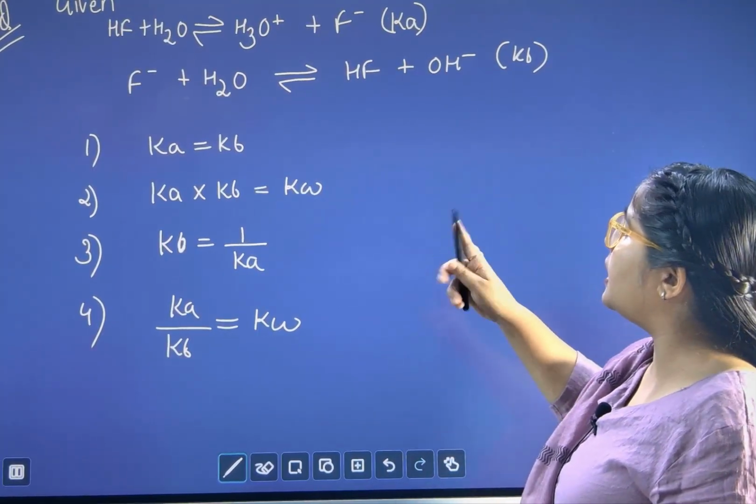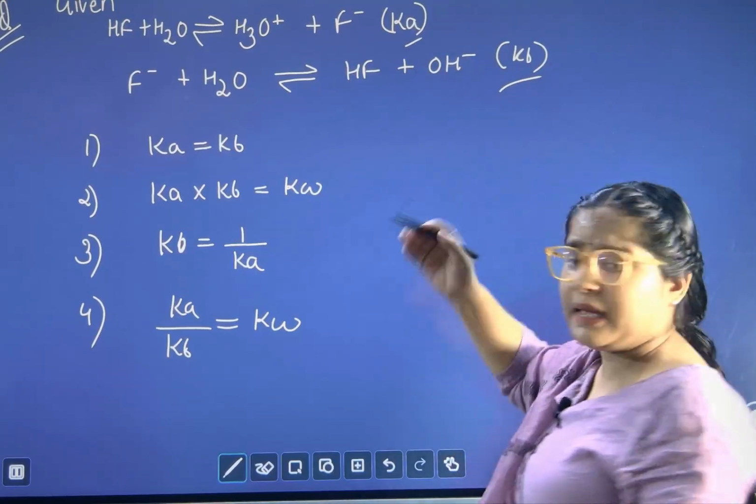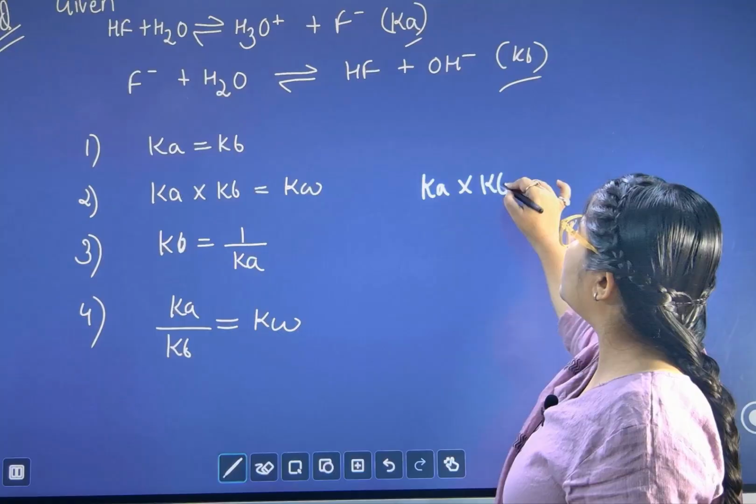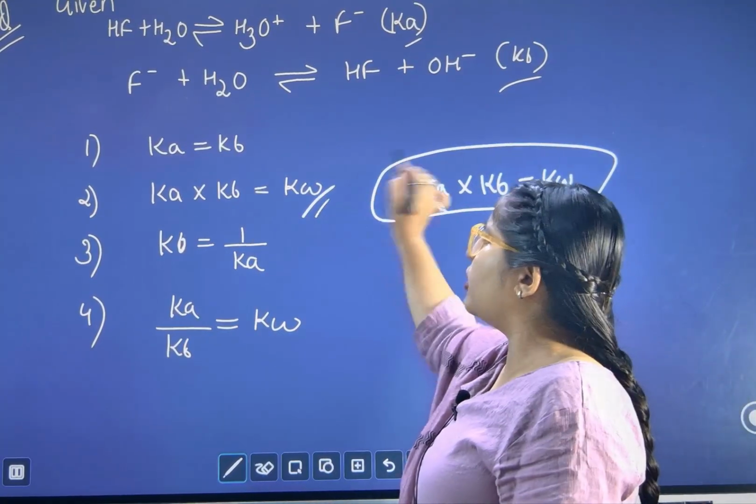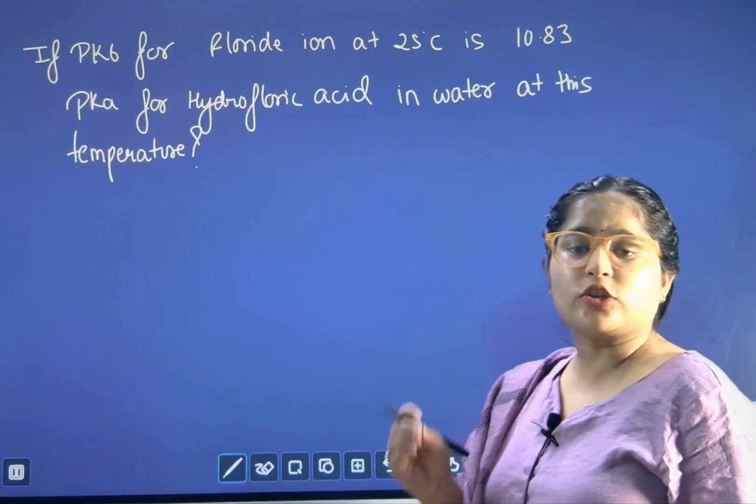Now from here, which of the following are correct? So we know they are asking you the relation between Ka and Kb. We know, just now I have told you what I have taught you: Ka into Kb is equal to Kw. Which option? The second option is the correct answer. Clear? Okay, let us solve the next question.